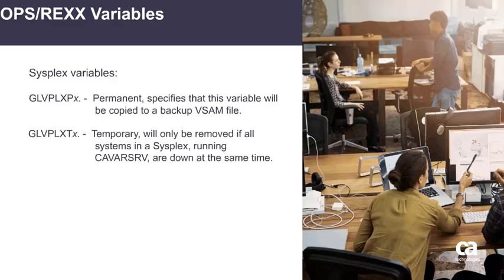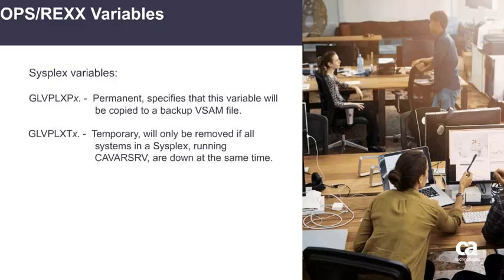Two types of sysplex variable can be used: permanent and temporary. Permanent sysplex variables are backed up to separate VSAM datasets and must be used with the prefix of GLVPLEXPX. The GLVPLEXPX prefix can only be used if the backup VSAM dataset has been implemented by way of the PLEXVAR backup Ops MVS parameters. Sysplex variables are retained by the CA Common Services CA VARSERV address space as long as one system in a sysplex remains active.